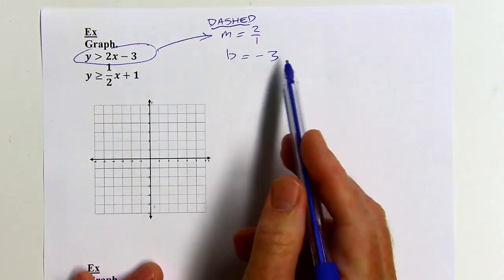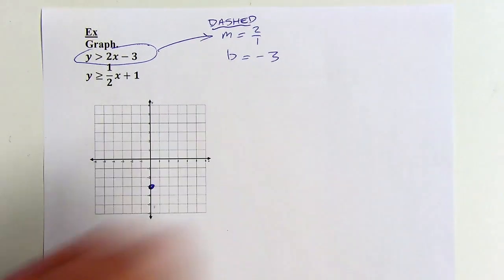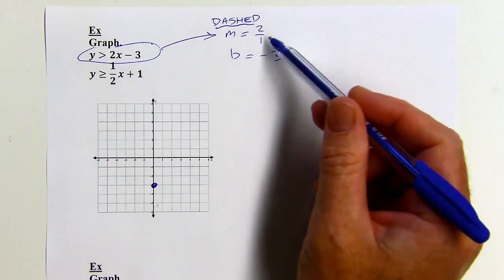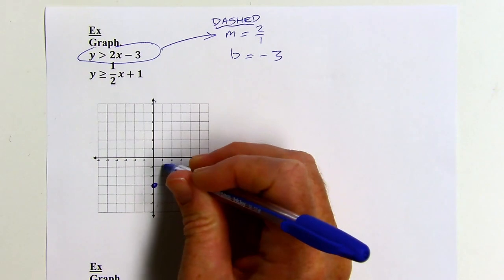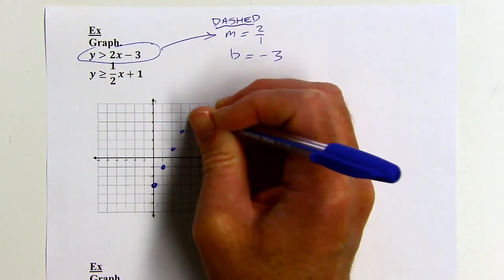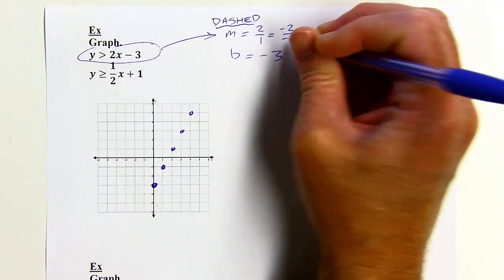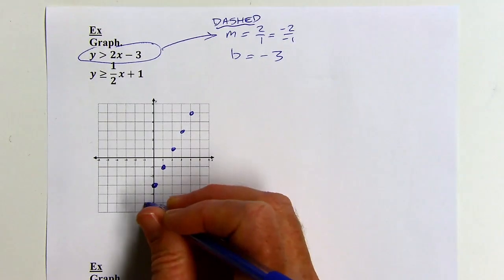Okay, so I'm going to start with the y-intercept at -3. There it is. And then from there, I'm going to go up 2, right 1, up 2, right 1, and I'll keep going up 2, right 1. I like to just plot as many points as I can on the line. And I'll also go down 2, left 1, because this is equivalent to -2 over -1. So down 2, left 1.